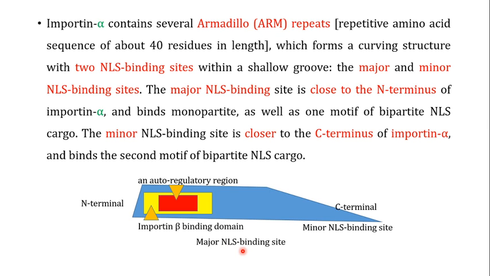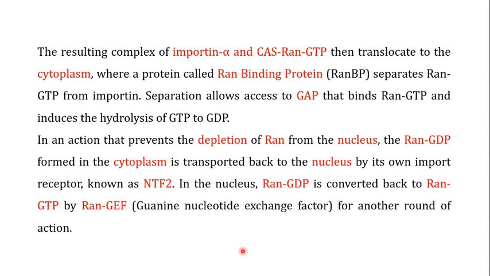NLS binding site of the importin-α, and with the help of another protein, the cellular apoptosis susceptibility protein, the importin-α releases the cargo into the nucleus of the cell. Now, the CAS and the RAN-GTP interact with the importin-α to release the cargo into the nucleus. This complex, the importin-α and the CAS RAN-GTP, then translocates to the cytoplasm, where there is a particular protein known as the RAN binding protein. What this RAN binding protein does is separate the RAN-GTP from the importin-α.